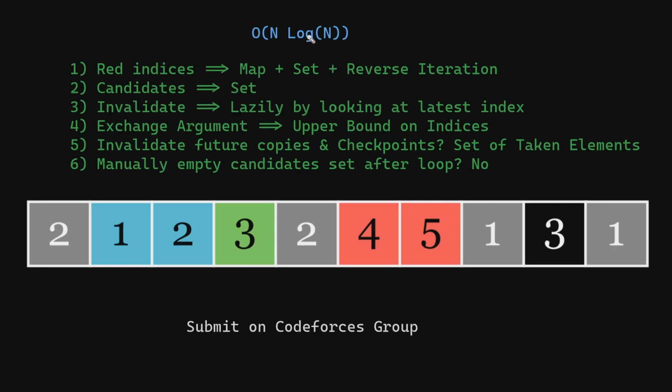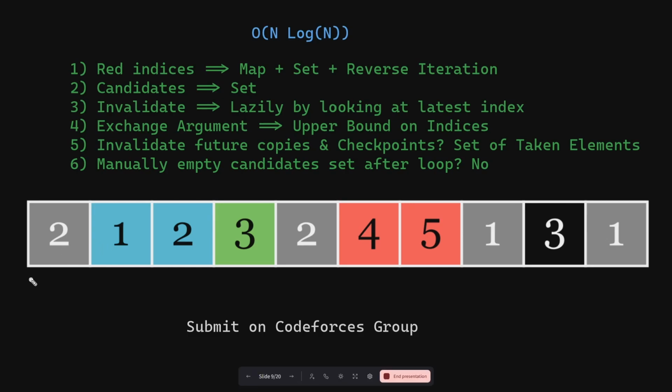Let us look at each component of the algorithm. How do we figure out these red boxes? That is the last occurrence of each of the unique values. To do that, you can simply iterate this array from right to left, and then you can keep track of the first time an element is seen in the reverse iteration.